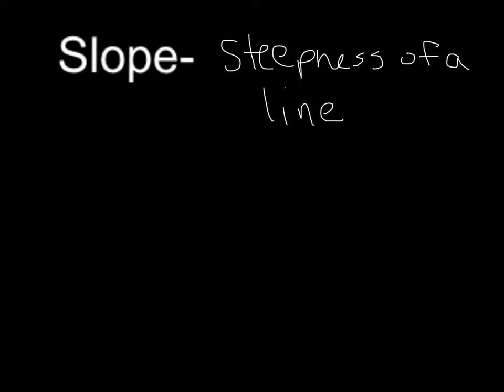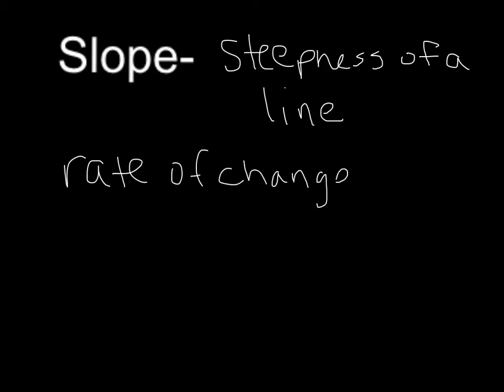Okay, another phrase we use for slope is rate of change. Rate of change and slope are the exact same thing. They're just worded differently. So if I say slope, I mean steepness of a line. If I say rate of change, I mean the exact same thing.